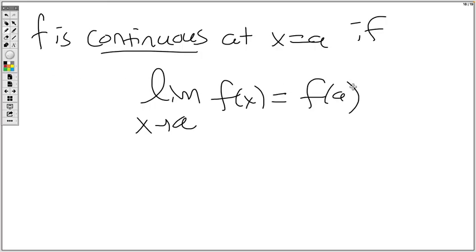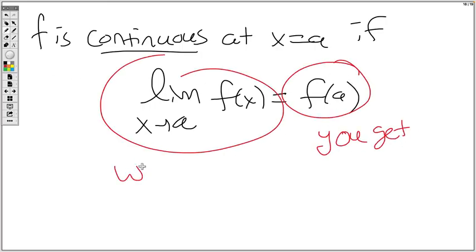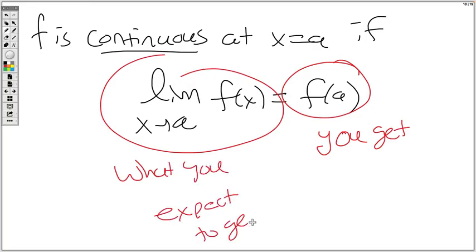In other words, you get what you expect to get. That's what continuity is. So every time you use the method of substitution to find the limit, you were just using the fact that it was continuous. Okay? And I mentioned this. But that's all it is. You get what you expect. The pre-calculus notion of what's happening at the point matches the calculus notion about the behavior as you approach the point. Those two things are the same.